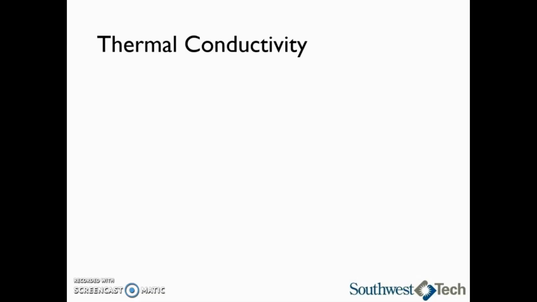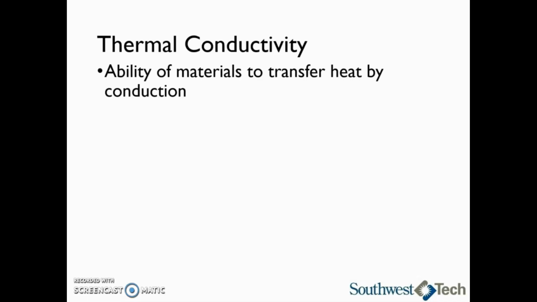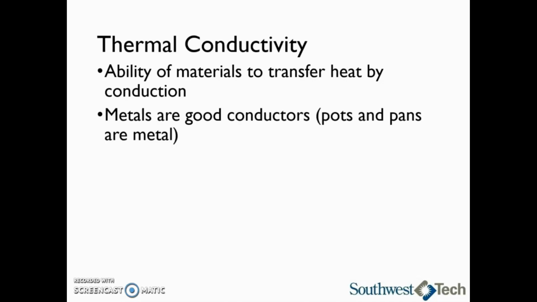The fourth lecture video on temperature and heat will discuss more details of heat transfer, including how we can calculate it. In order to calculate heat transfer, first we need to discuss thermal conductivity. Thermal conductivity is the ability of materials to transfer heat by conduction. As most of you probably already know, metals are really good conductors. This is why pots and pans used for cooking are typically metal. Glass and air are poor conductors, which means they are good insulators.